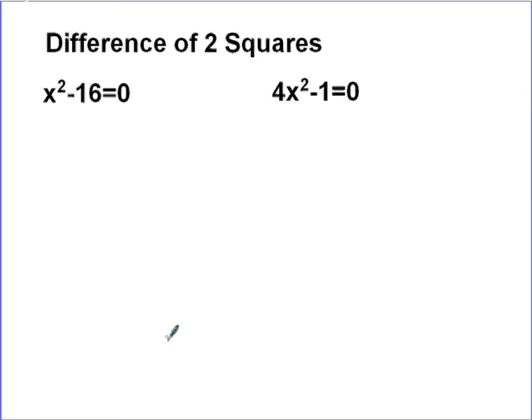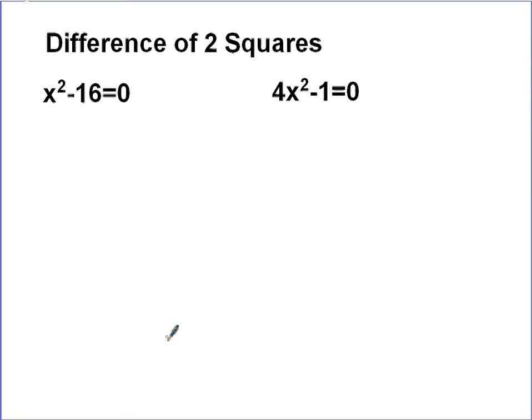Sometimes when you're factoring quadratics, you get a situation where the quadratic is actually a difference of two squares. So in the first example here, x squared minus 16, x squared is a perfect square, and 16 is also a perfect square. It's 4 squared. So when that's the case, you could do this problem a couple ways, but one way is to factor it by using the difference of two squares.